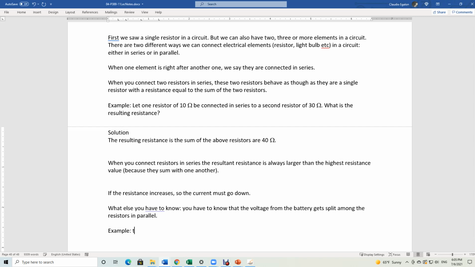Two resistors are connected in series to a 9-volt battery. If one of the resistors is using up 5 volts, how many volts is the second resistor using up?